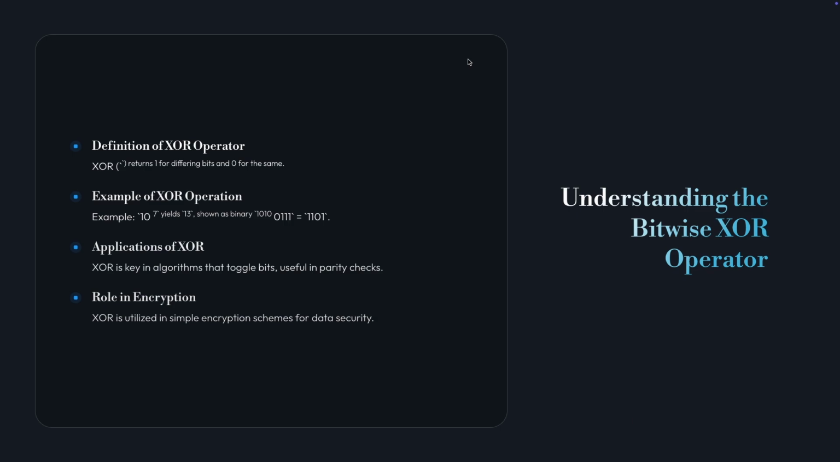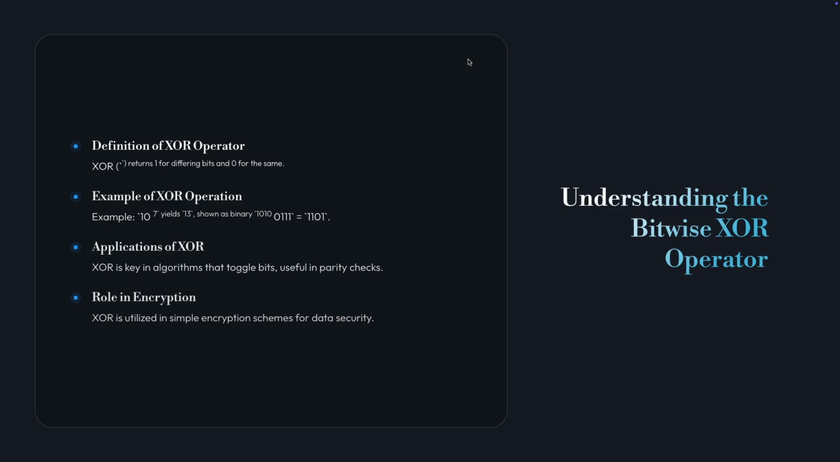It's also valuable in parity checks, a simple way to detect errors in data transmission. And here's where it gets really interesting, I thought. XOR is even used in some basic encryption methods. That's right. The source mentions XOR encryption. You use the operator to flip bits based on a secret key. And the cool part is, applying the exact same XOR operation again with the same key reverses the process. So it encrypts and decrypts with the same step. Exactly. Simple, but effective in some contexts.